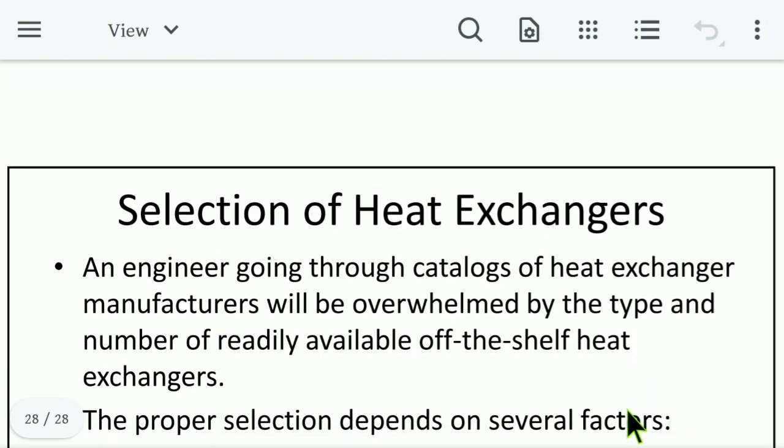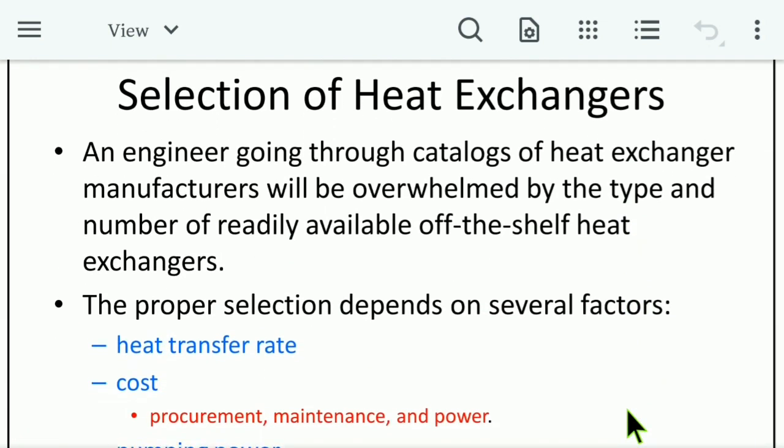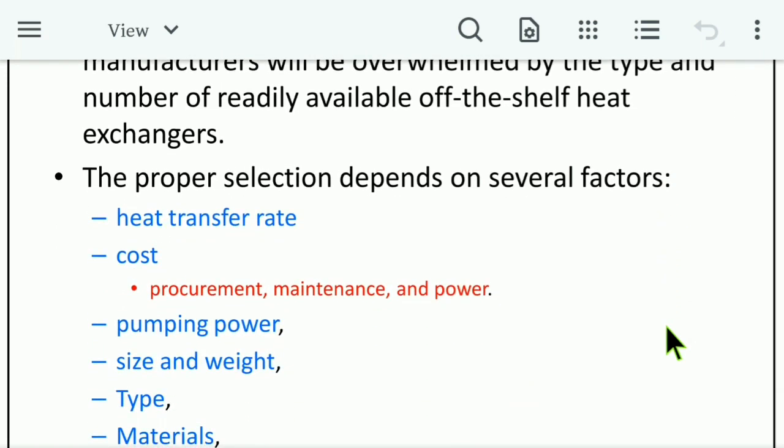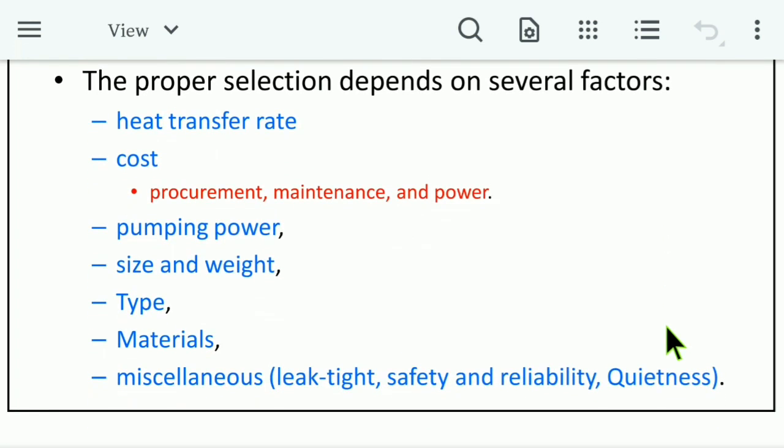Our last topic, selection of heat exchangers. An engineer going through catalogs of heat exchanger manufacturers will be overwhelmed by the type and number of readily available off the shelf heat exchangers. The proper selection depends on several factors: heat transfer rate, cost, procurement, maintenance, and power. So three types of cost: pumping power, size and weight, type, materials, miscellaneous, that means leak tight, safety and reliability, as well as quickness.